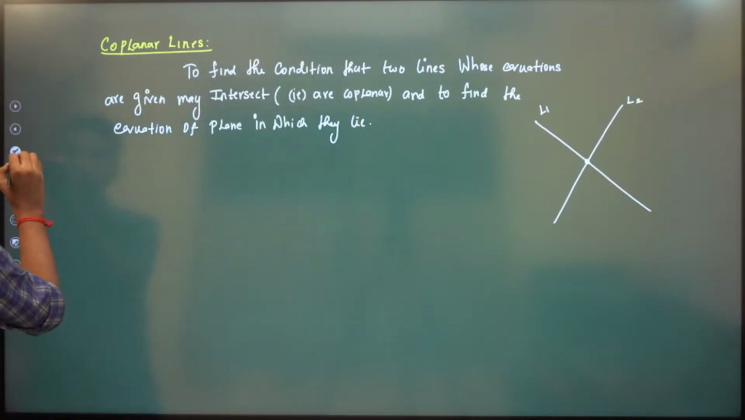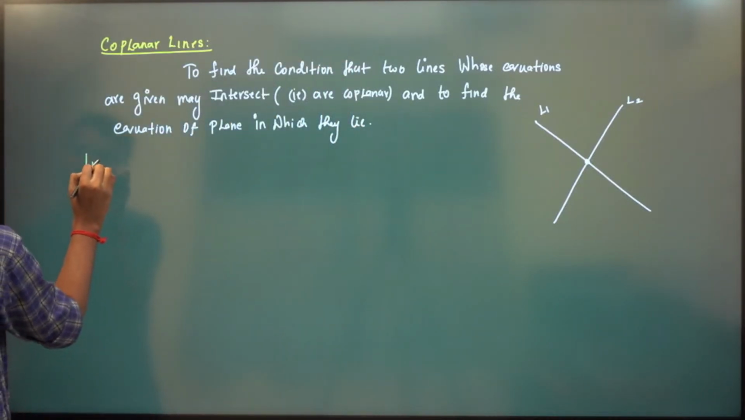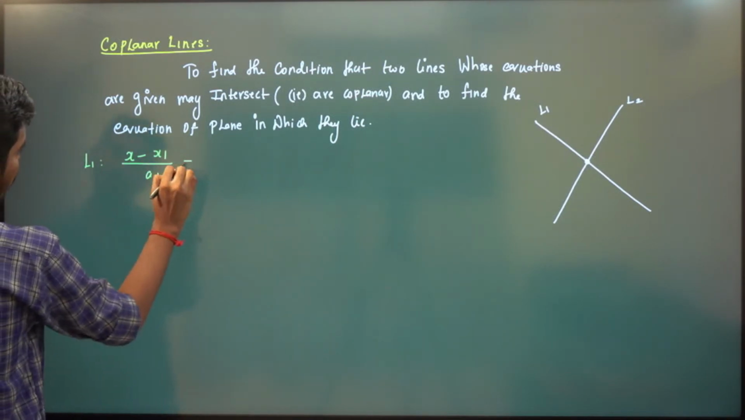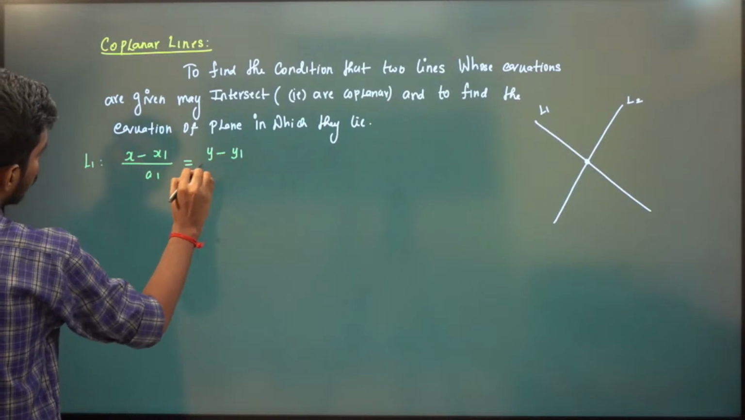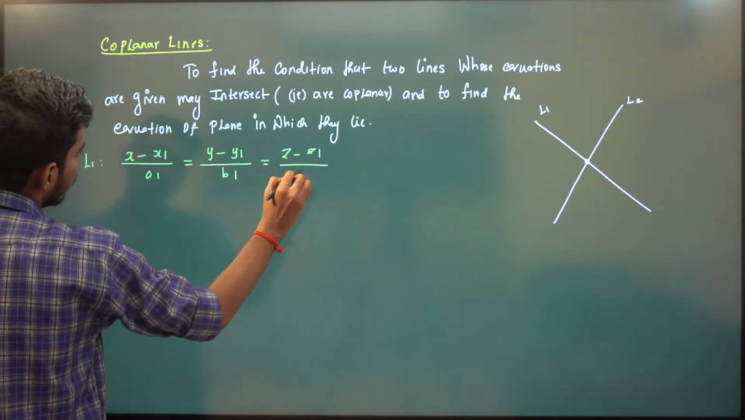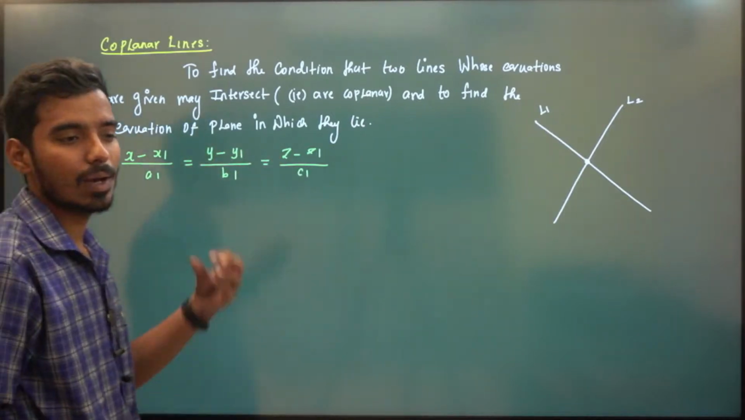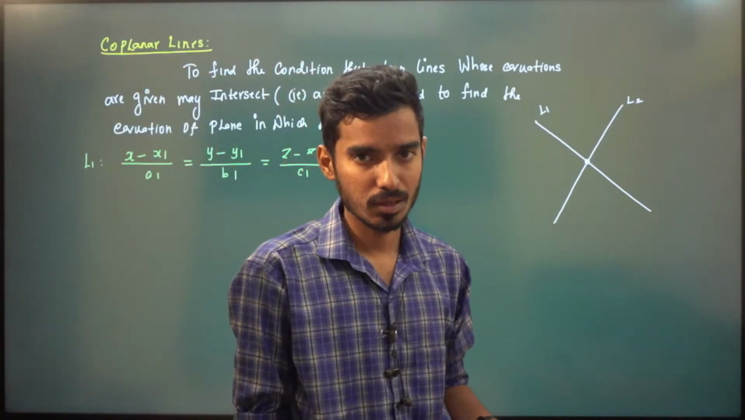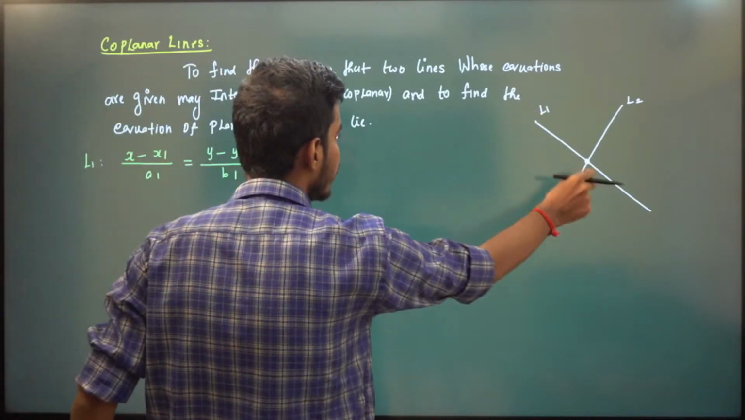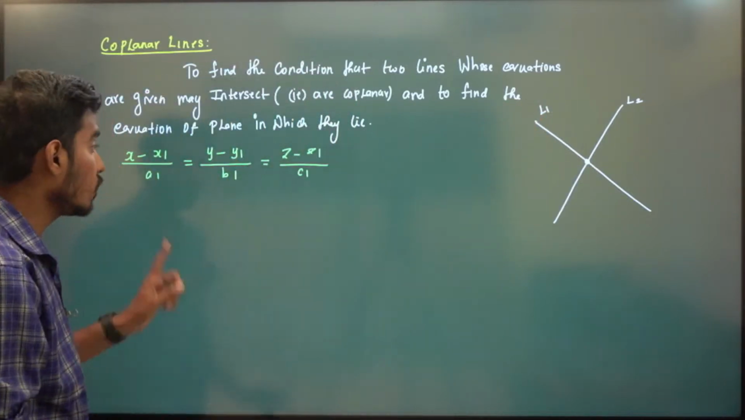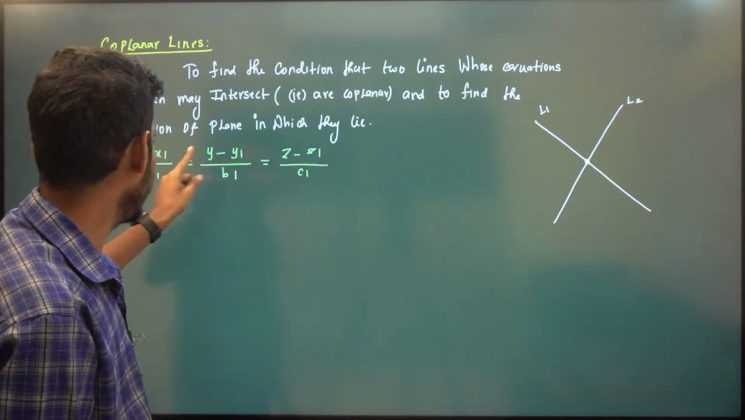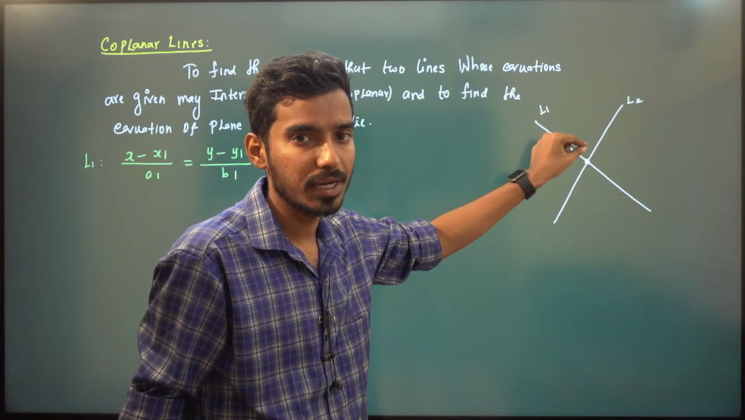Let us take two lines. Let the first line be (x minus x1) divided by a1, (y minus y1) divided by b1, (z minus z1) divided by c1. I'm writing in symmetrical form, with x1, y1, z1 instead of alpha, beta, gamma. This is the equation of line L1 in symmetrical form. a1, b1, c1 is the direction ratio of L1, and x1, y1, z1 is a known fixed point on the line L1.